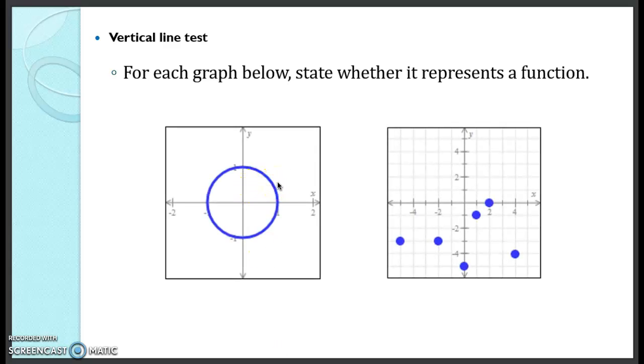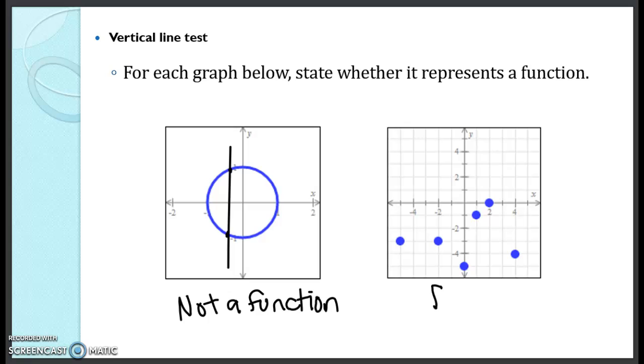Let's take a look at these ones. For each graph below, we want to see if it's a function. Well, I can draw a vertical line, and this goes through 2 points. This vertical line goes through 2 points. So our one input, or our one x value, has two different outputs. For this one, we can see each input, or x value, is going to go to one output. So the circle is not a function. The points in this case are a function.